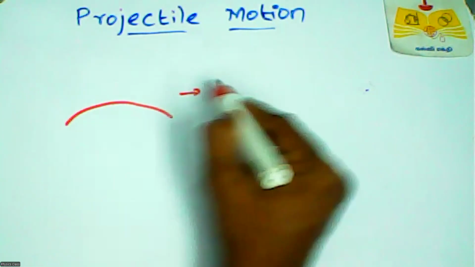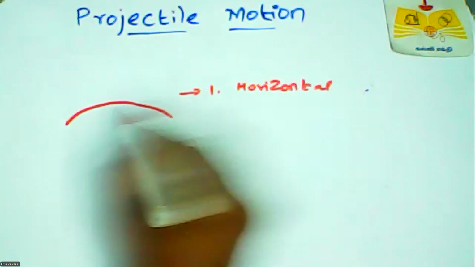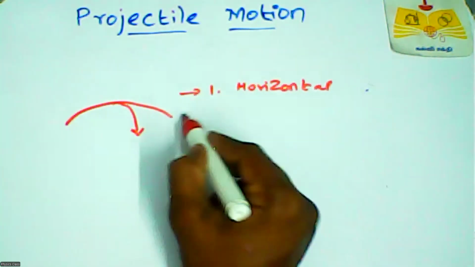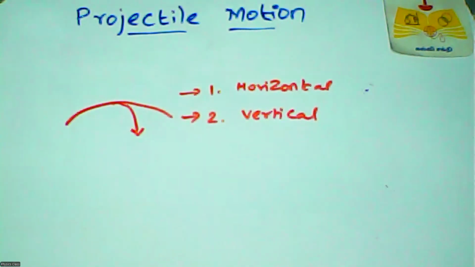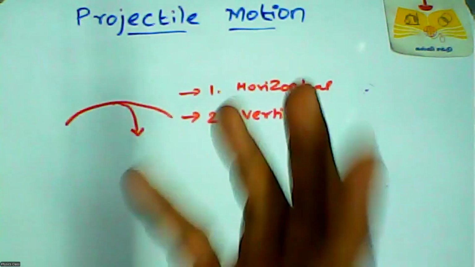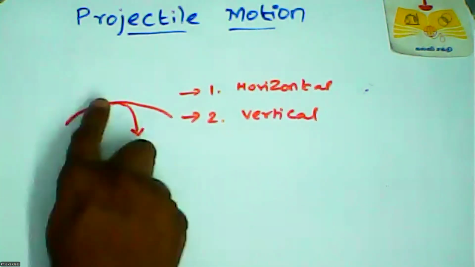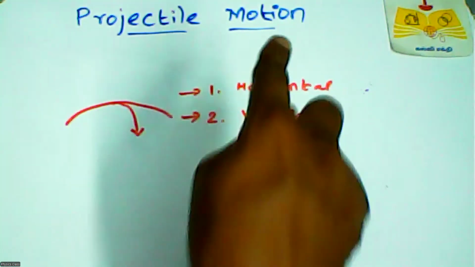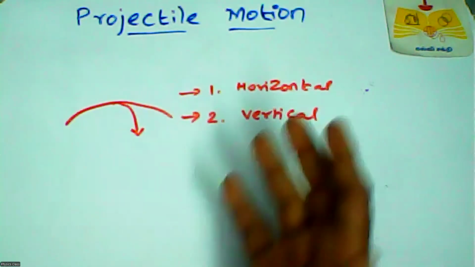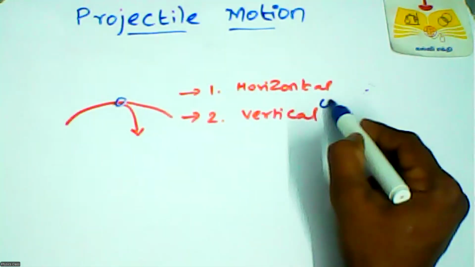So one is horizontal motion. Another one is vertical motion. If you think about a stone or ball thrown in the air, it has two parts to its motion: horizontal motion and vertical motion. In the horizontal direction, that ball or stone moves with a constant velocity.